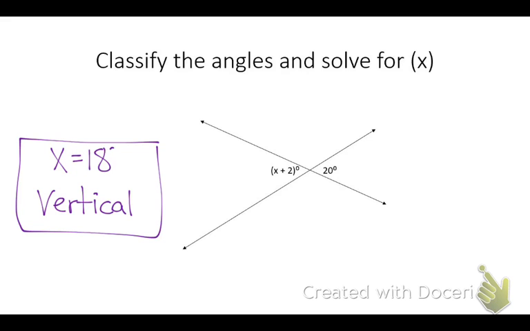Okay? X equals 18 degrees. Why? Because I needed a sum over here that would make it the same angle measurement. All right, I'm about to give you another one. Let me just switch this up.